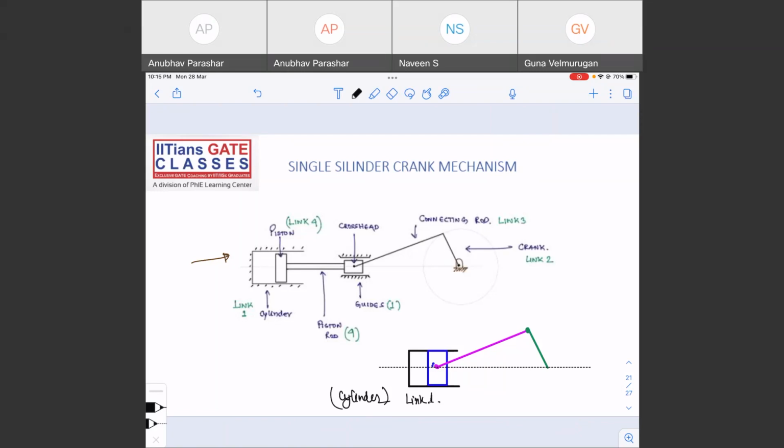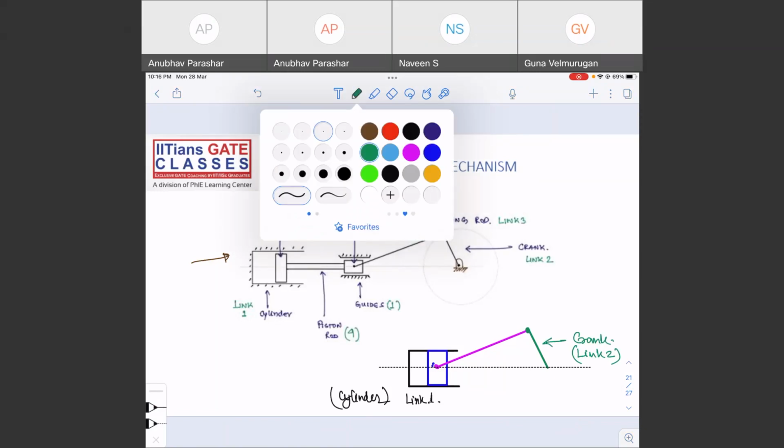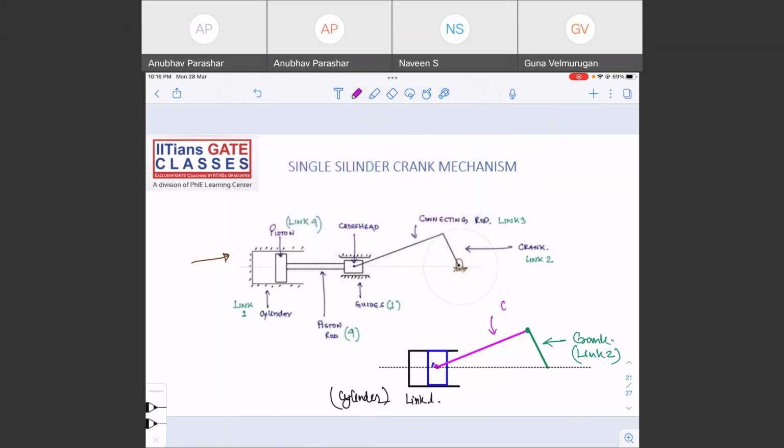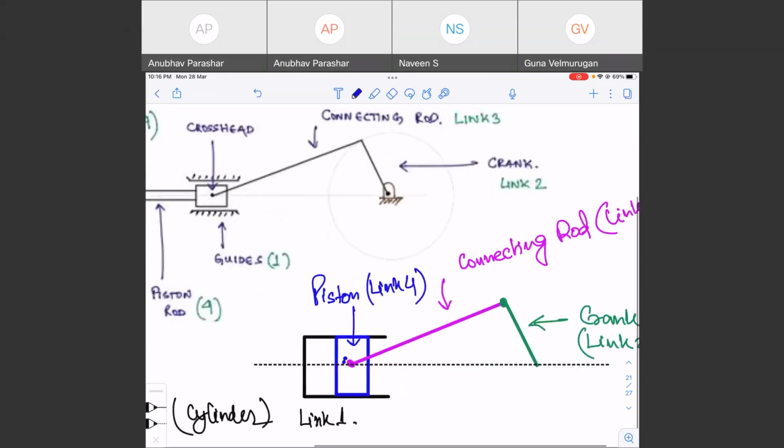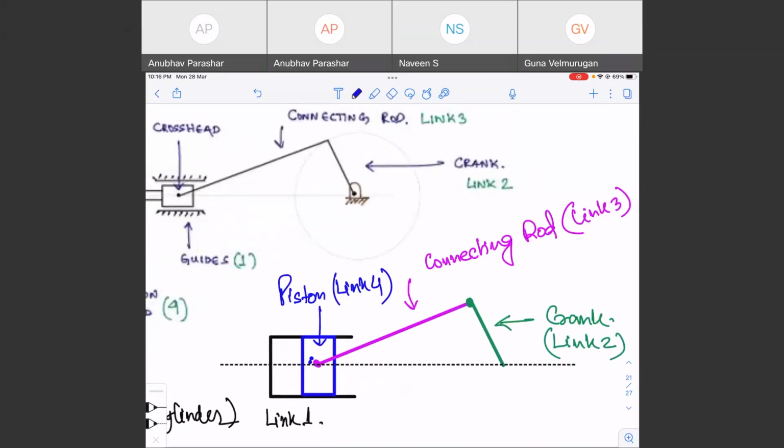Okay, then the crank is considered as link 2. Then you have connecting rod, which is considered as link 3. And then you have the piston, which is considered as link 4. So this is how the single slider crank mechanism looks like.